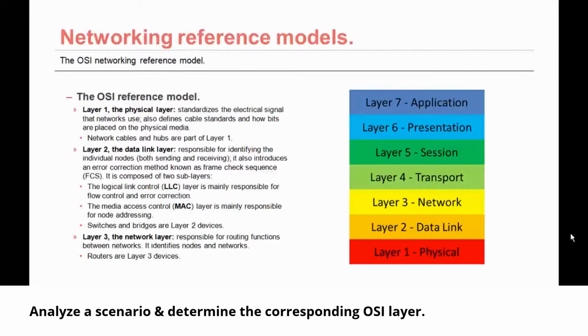Then there's Layer 2, which is also called the data link layer. It's responsible for identifying the individual nodes, both the sending node and the receiving node. It also introduces an error correction method known as the frame check sequence, or FCS. Layer 2 is composed of two sublayers. The first of those is the logical link control layer. It is mainly responsible for flow control and error correction. Then there is the media access control layer. It is mainly responsible for node addressing. Switches and bridges are Layer 2 devices.